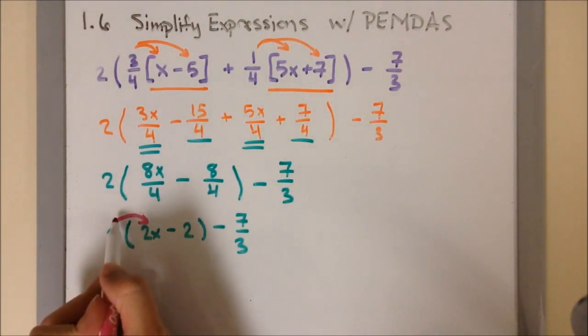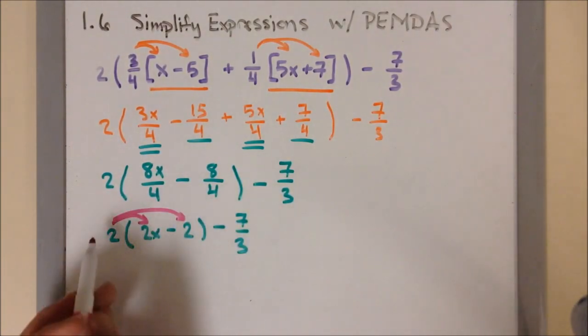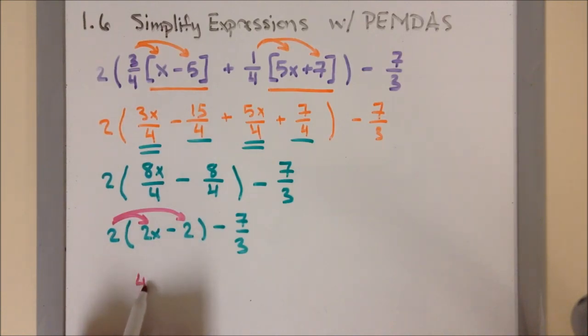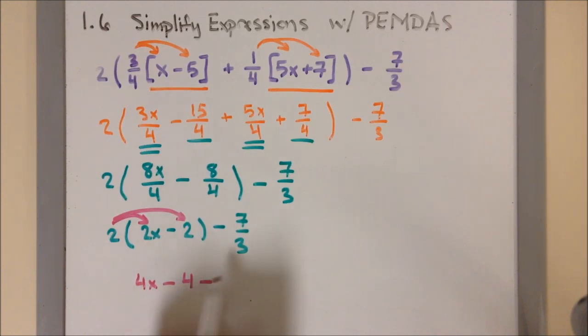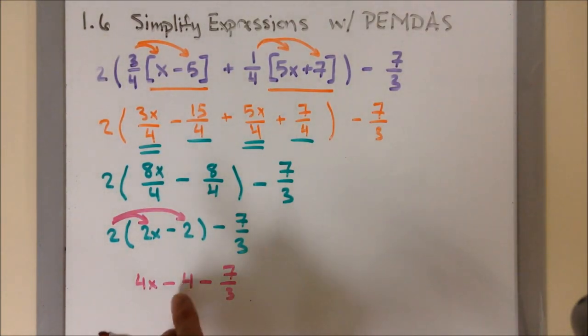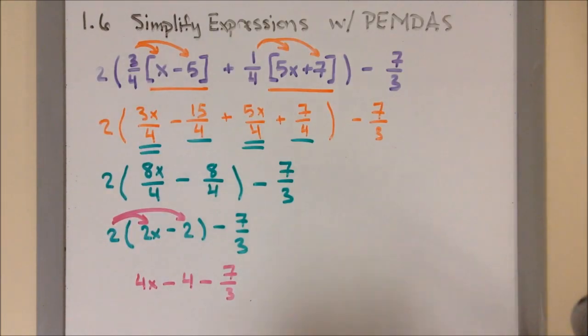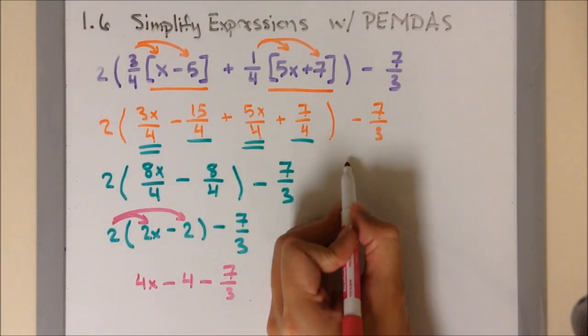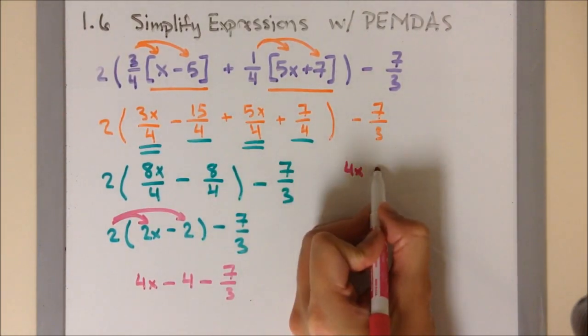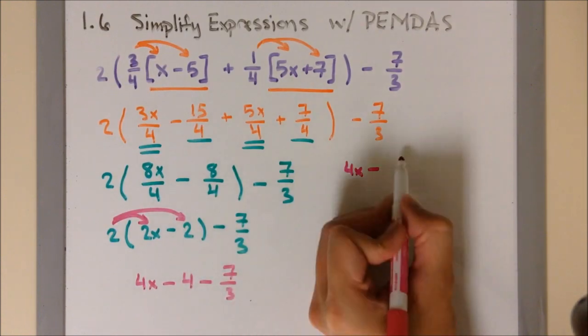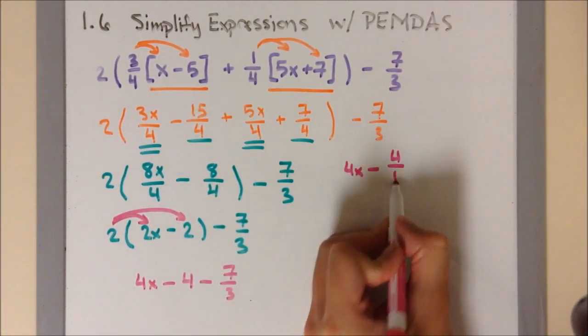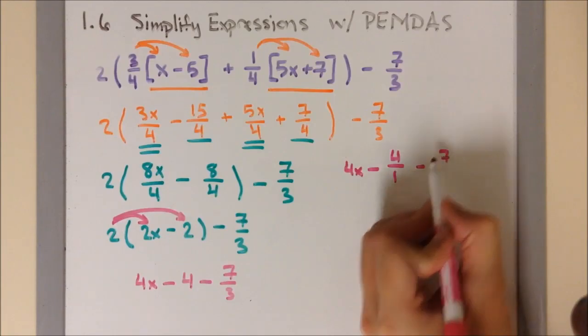I am going to distribute it to everything inside the parenthesis. So 2 times 2x, 4x. 2 times minus 2, minus 4. Minus 7/3. Now, when it comes to combining a whole number with a fraction, again, this is the same thing as what we did in the previous sections. So I'm going to write it over here because I'm running out of space. 4x. What I'm going to do is I'm going to convert minus 4 into a fraction. So it's going to be 4 over 1 minus 7/3.